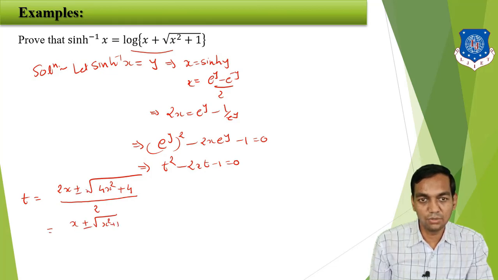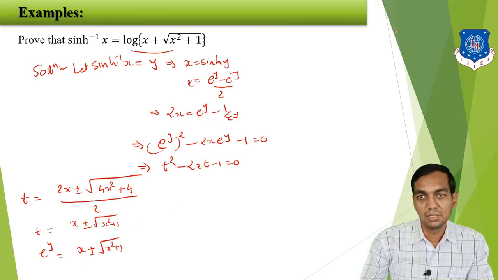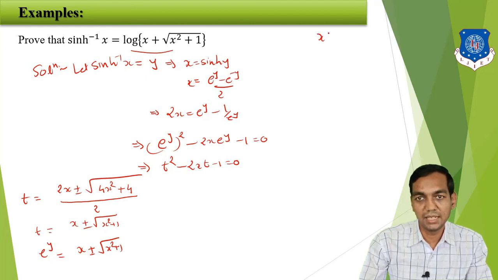4 common out, and that will give you 2. So 2 will be cancelled out from numerator and denominator. Now t is nothing but, you have taken t is equal to e raised to y. So e raised to y is equal to x plus or minus under root x square plus 1. Now see, if you are aware of simple logic, that x square is less than x square plus 1. So x is less than root of x square plus 1.